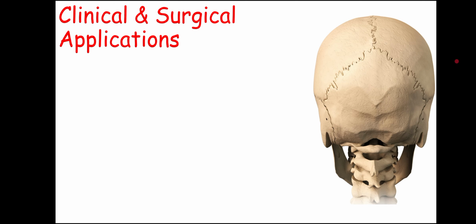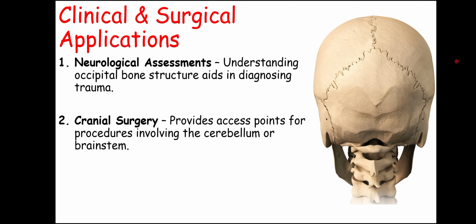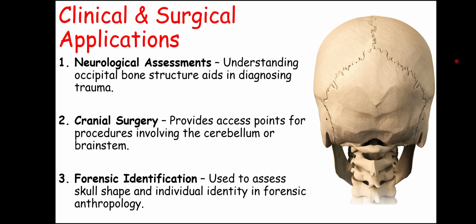Now let's talk about the clinical and surgical applications of Norma Occipitalis. The first application is neurological assessment, as understanding occipital bone structure aids in diagnosing trauma, so it helps in neurological assessment of trauma. The second application of Norma Occipitalis is in cranial surgery, as it provides access point for procedure involving cerebellum and brainstem. And the next application of the Norma Occipitalis is forensic identification, as Norma Occipitalis is used to assess skull shape and individual identity in forensic anthropology.